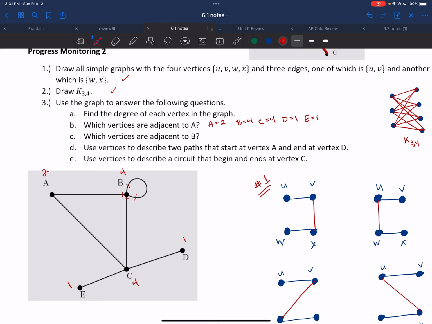Which vertices are adjacent to B? Well, that would be A and C. Those are the only ones that are connected to B.